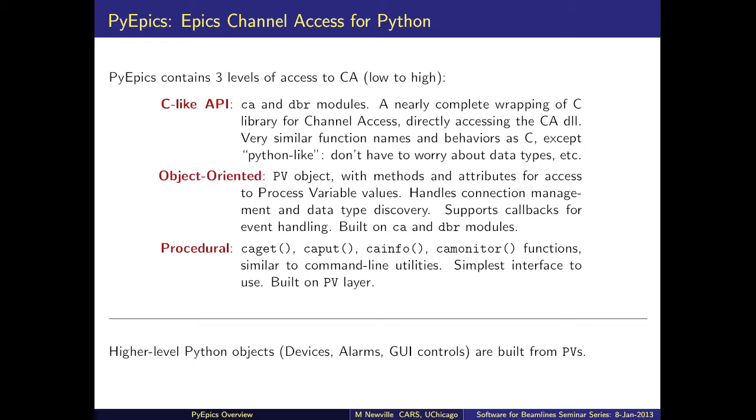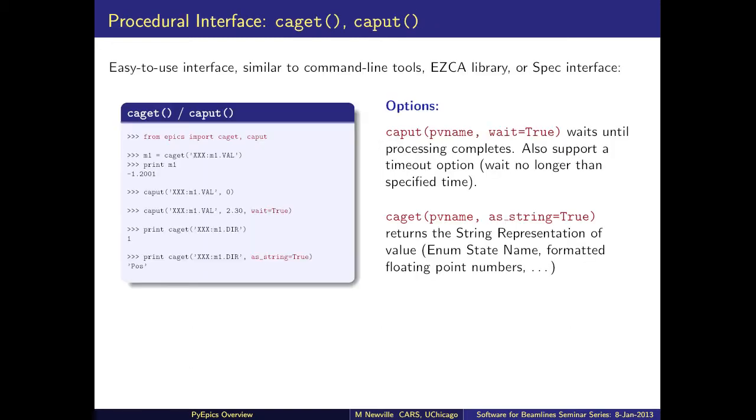And I'll also talk about several higher-level Python objects built on top of the PV object. The procedural interface is the easiest to use, and this is just caput and caget, like you'd have in a dozen languages and on the command line. So you just import the functions, and you use the string PV name, and you can get the value. And you can put the value.